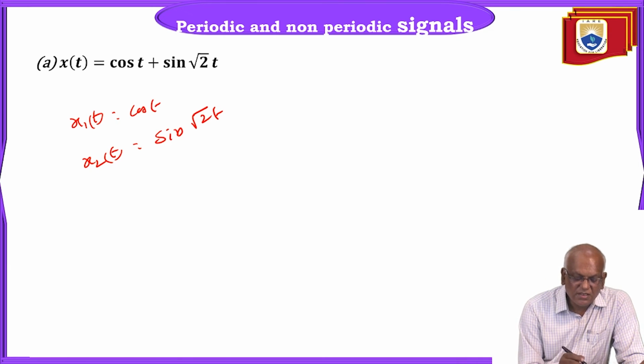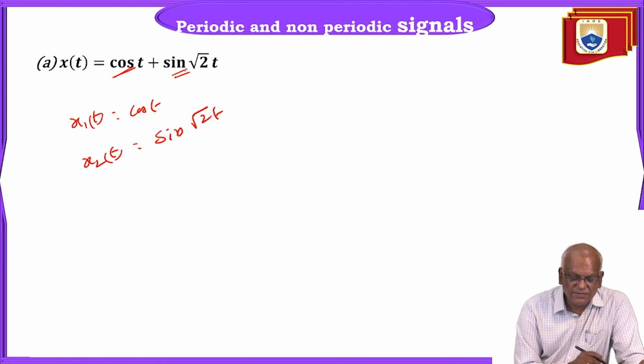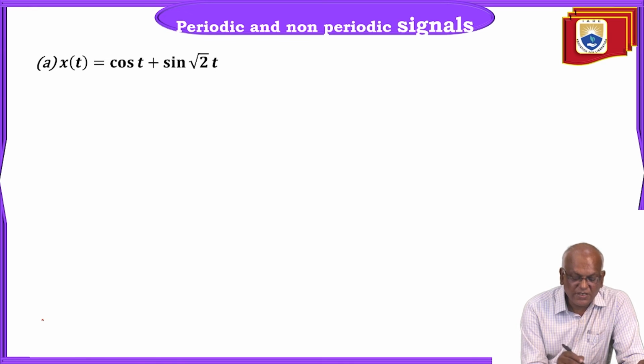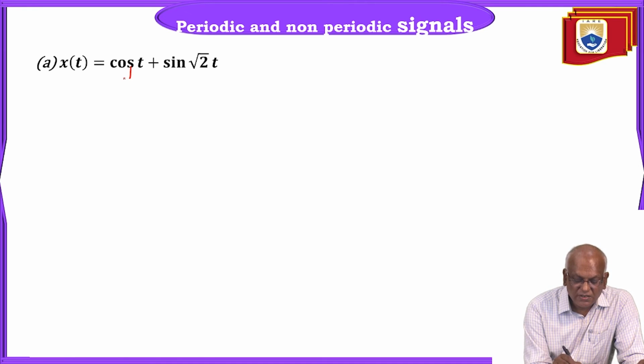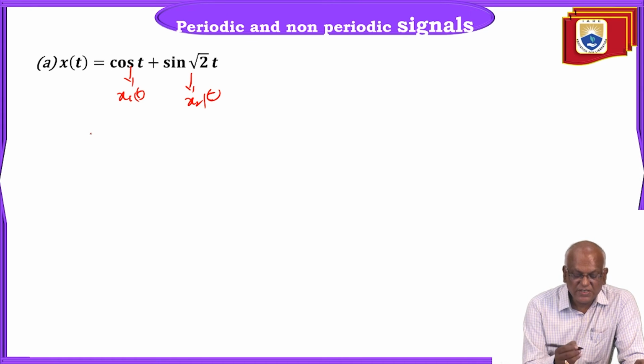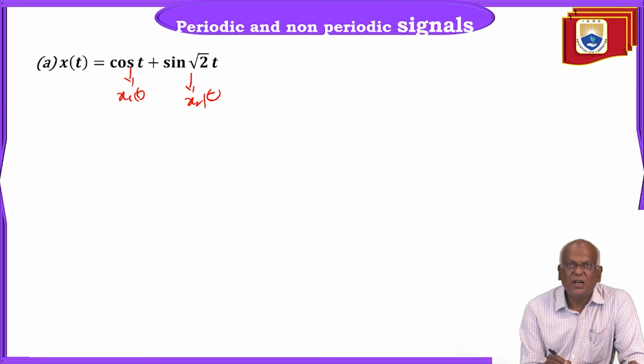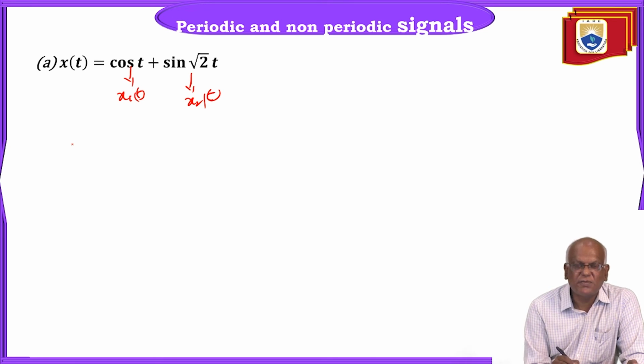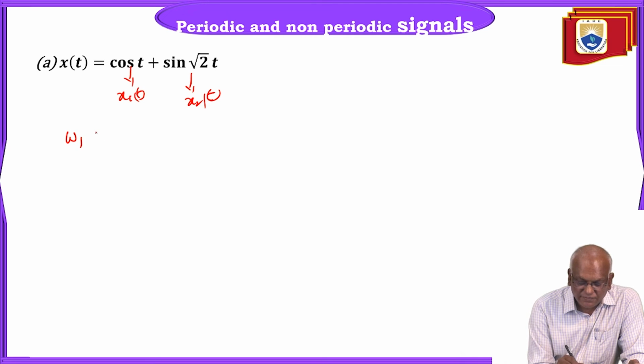For this case, first I am finding this for x1 of t, and this for x2 of t. Now we can write it as follows. For x1 of t, what is the frequency of the x1 of t signal? The frequency of x1 of t is given by omega 1.